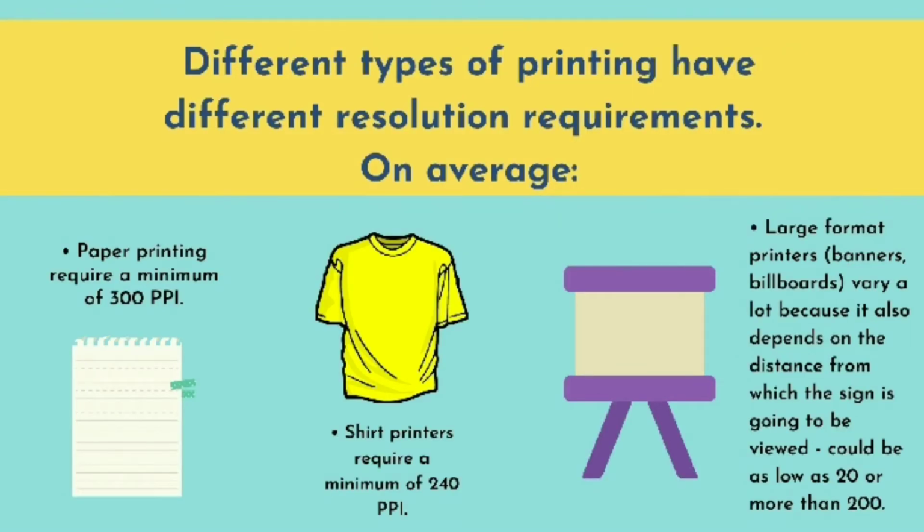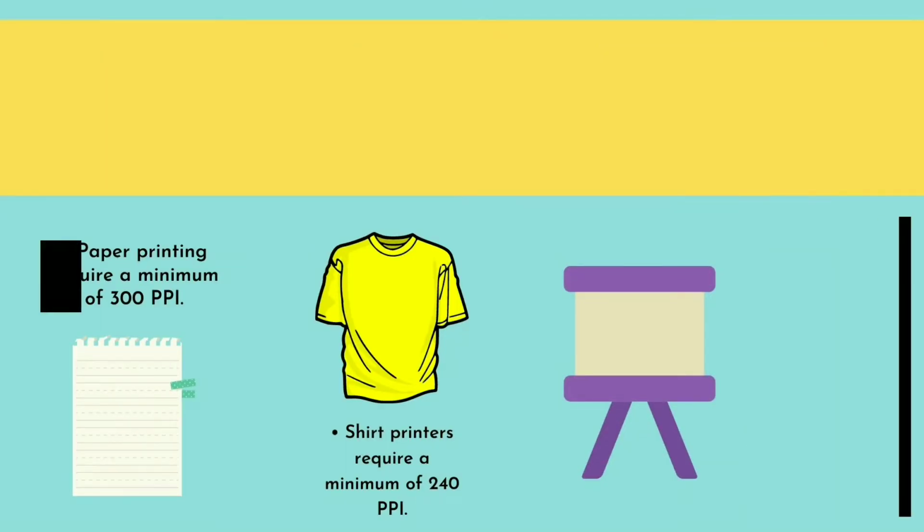On average, paper printing requires a minimum of 300 ppi. Short printers require a minimum of 240. Large format printers, banners, and billboards vary a lot because it also depends on the distance from which the sign is going to be viewed. It could be as low as 20 or more than 200.